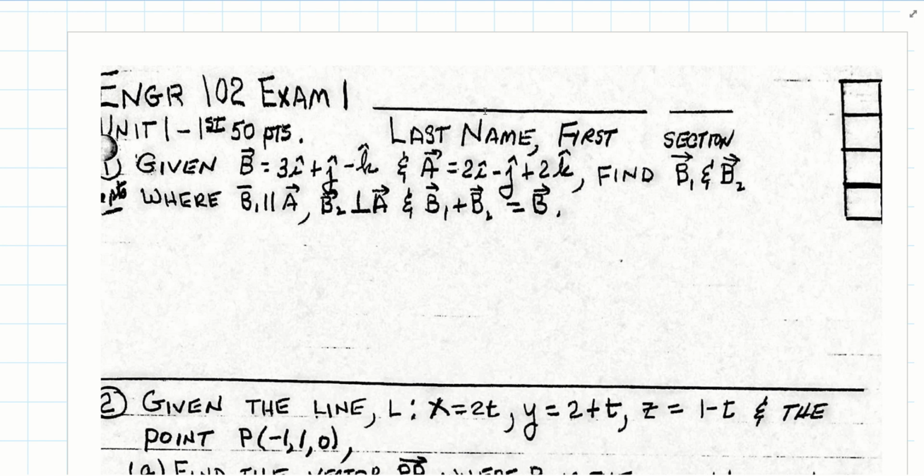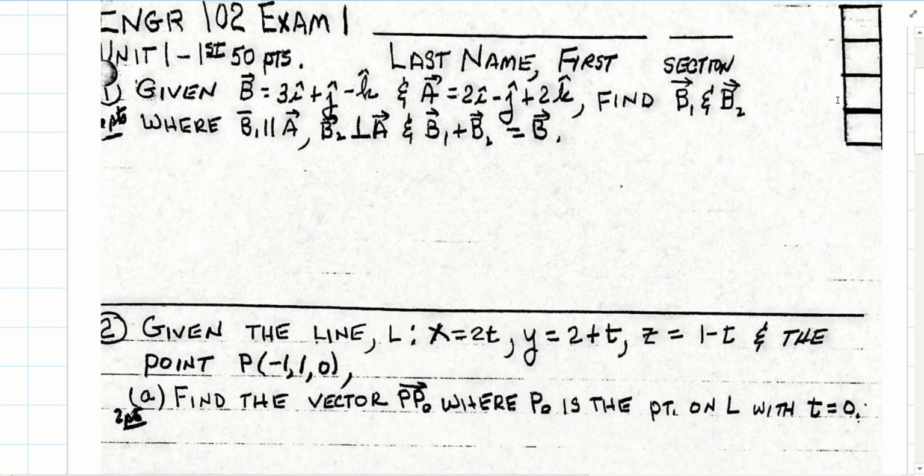This very first problem is actually a Unit 1 problem. Or sorry, 101 problem. The only difference is they added a k component to it. So it's still the same kind of problem. We're just dealing with free space. So imagine we have vector B and vector A, where B1 and B2 are part of a vector B, where B1 is parallel to A and B2 is perpendicular to A.